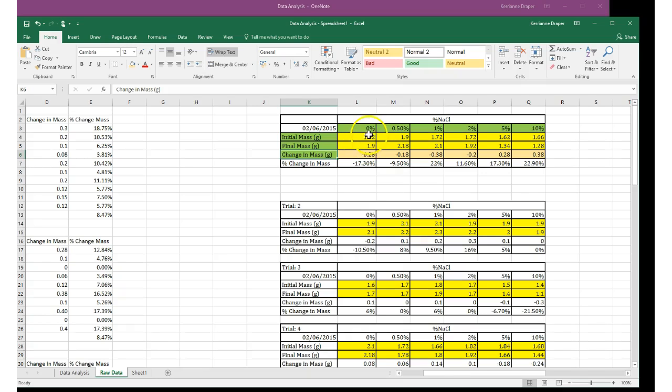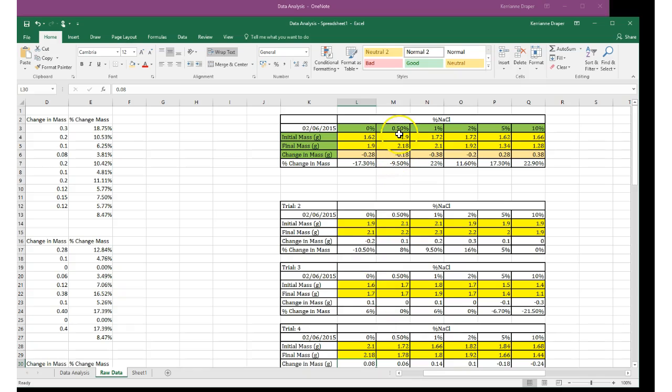Have a look here. Here is the 0% solution. Now on the first time they did this, it changed by, went down by 0.28. On the second time it did that, it went down by 0.2, then it went down by 0.1, then it went down by 0.08. So every time they did this trial, it changed slightly. There was a little bit of error in there.